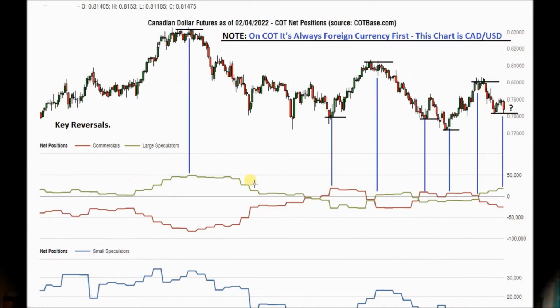Right, just on the chart of the COT net traders positions, this chart is from cotbase.com, which is a really good chart in terms of visually illustrating the COT. Now, note, on the COT, it's always foreign currency first. This chart is CAD USD. We, of course, trade USD CAD, so I'll put the chart the right way round in a moment. This chart is just to show what big money is doing against each other.